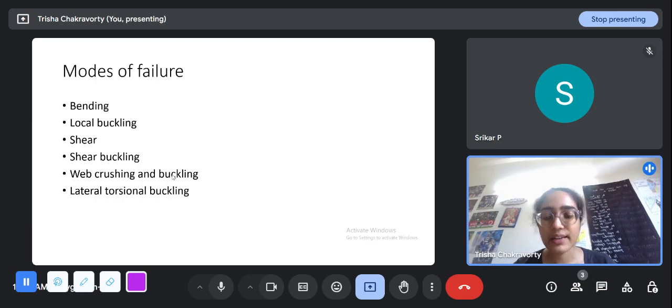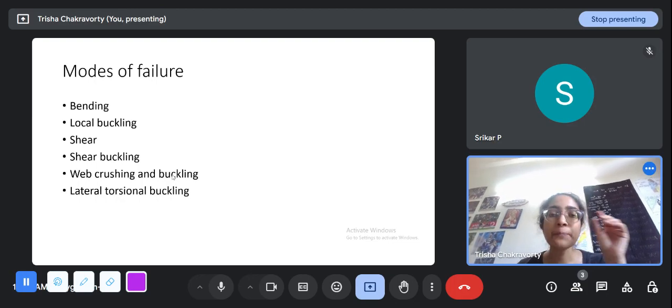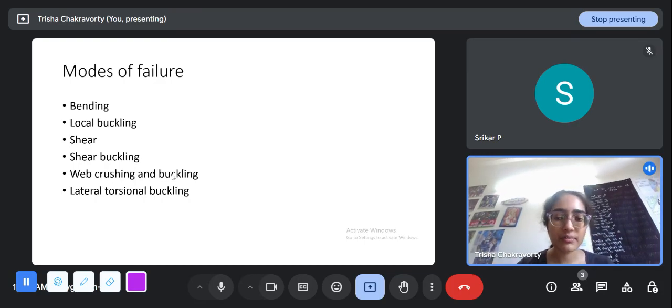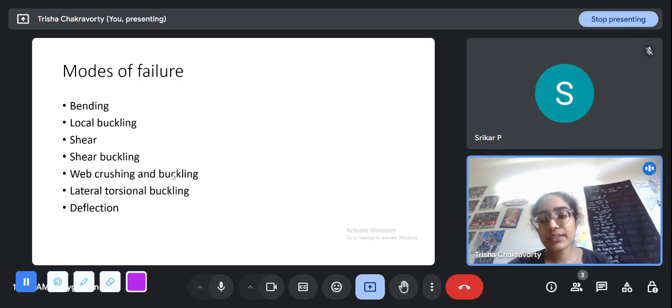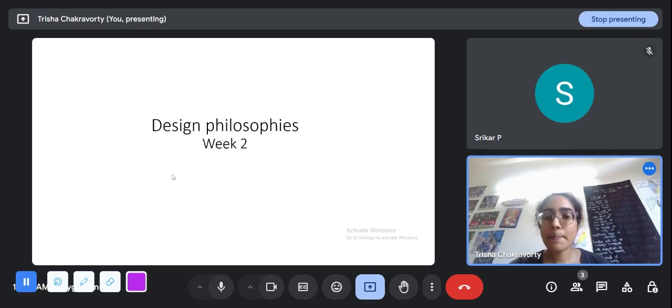They do, of course it's not necessary, because we know that there are ways to classify columns or compression members as short column, tall column. So the long ones, the slender ones, are prone to buckling, and they generally fail by the buckling mode. The full compressive strength of the material is not realized. Before that, it will attain instability by buckling and will fail. So we take a reduced allowable compressive strength. And there is deflection also, which is a serviceability limit state.